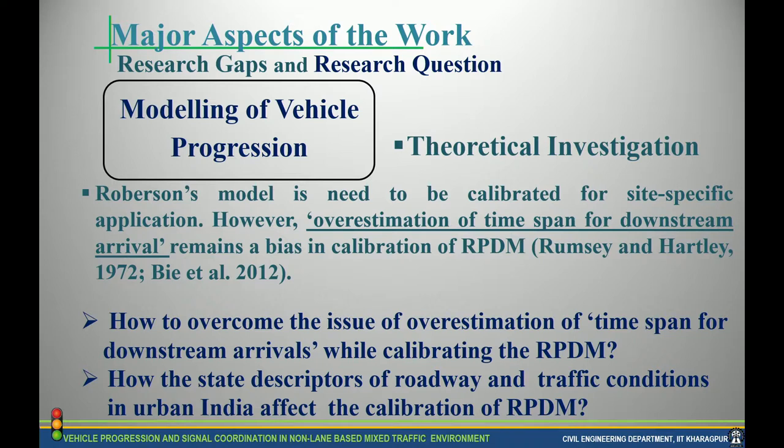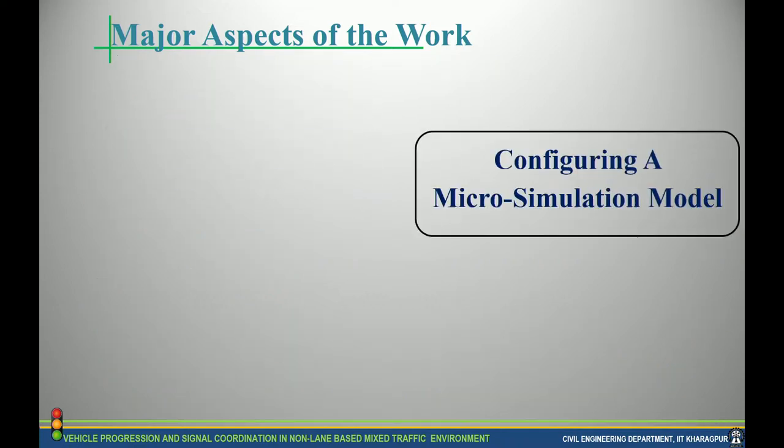At least for a similar or nearly similar situation, we wanted to see if we can model these parameters of the Robertson platoon dispersion model, relating them to the descriptors of roadway and traffic. So that you can say beta is this and alpha is this, and then use those values in the platoon dispersion model, the Robertson model, for subsequent work.